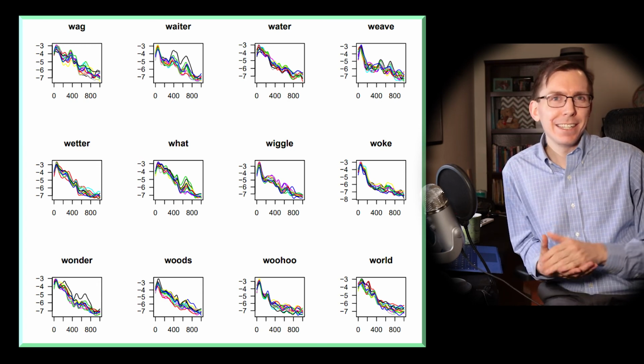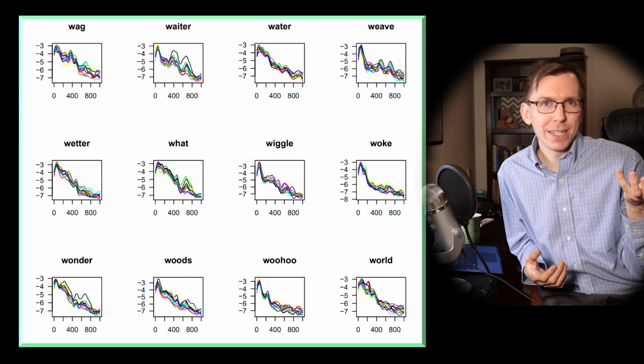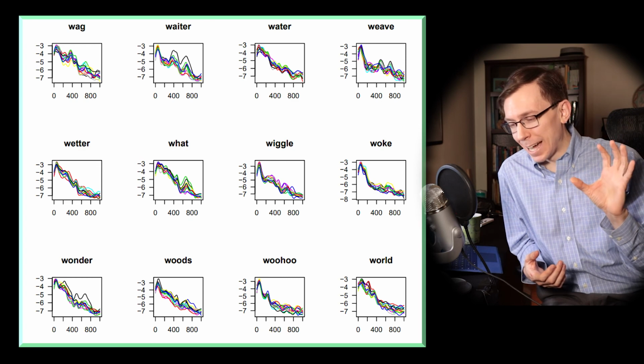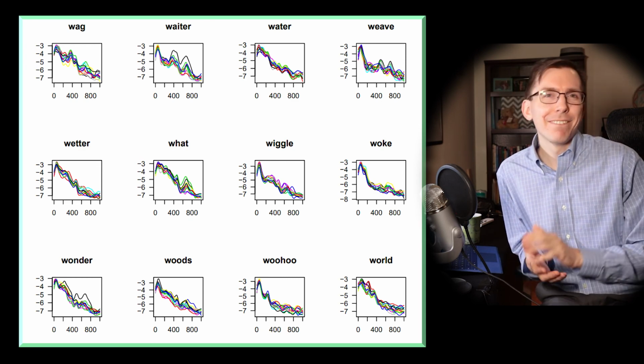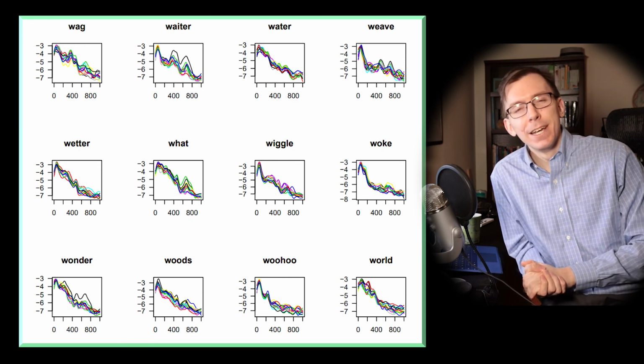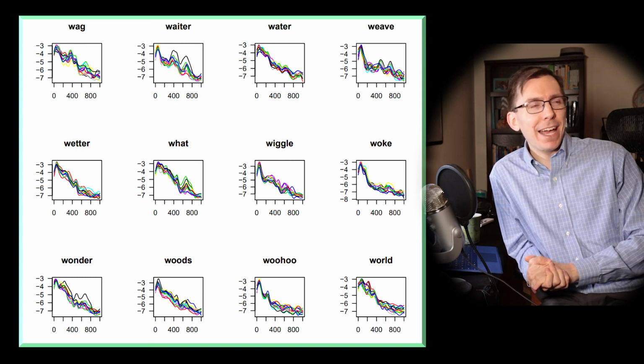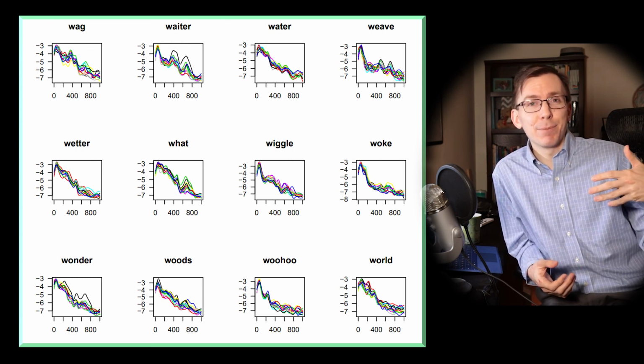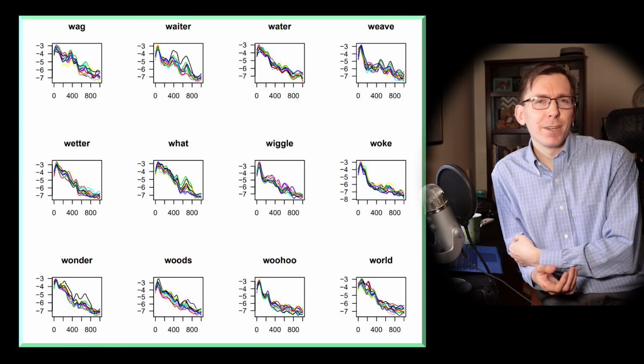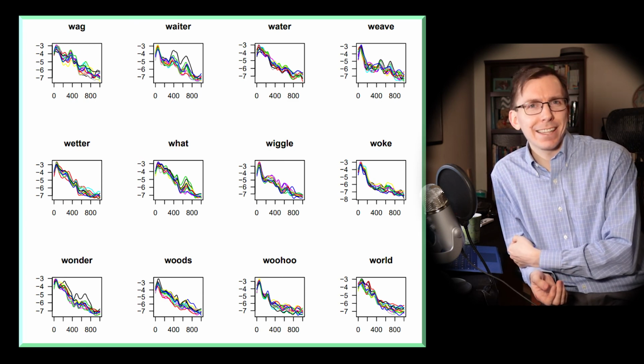So it's like the intensity after you transform from the temporal to the frequency domain. The details are not important for this course. The point is that if I have 12 words and I want my subjects to say them multiple times, what's the best way to collect that data?